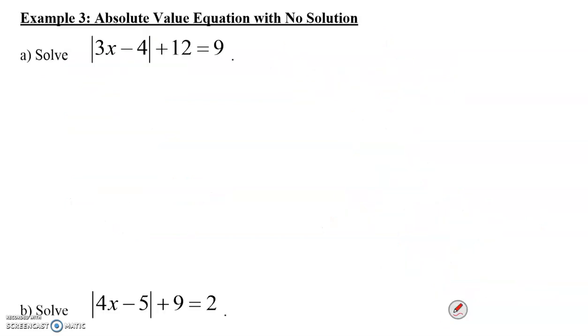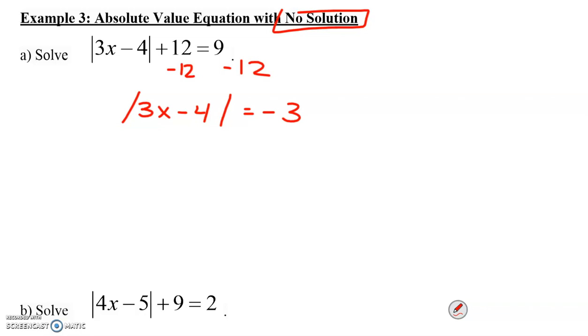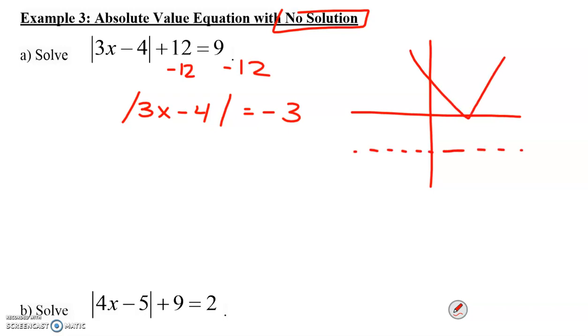Now our third example is pretty easy because it's an absolute value equation with no solution. So if you take a look here, I need to start by moving the 12 to the other side. So we get absolute value of 3x minus 4 equals negative 3. Now we know that that is not possible because you can't have an absolute value that gives you a negative answer. On a graph, what that would look like is the V-shaped graph up top, but you're trying to hit it with a line at negative 3, so there's no way that they would ever touch. So there's no solution there.